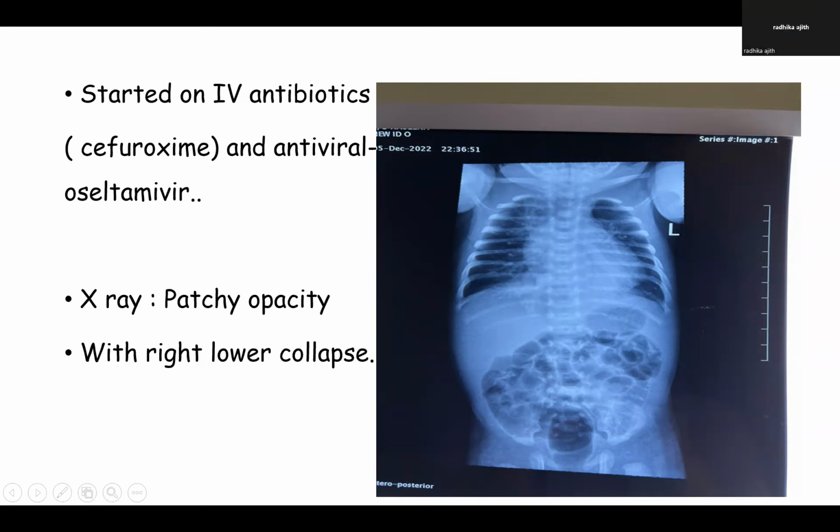Requesting all participants to kindly stay muted. Okay.